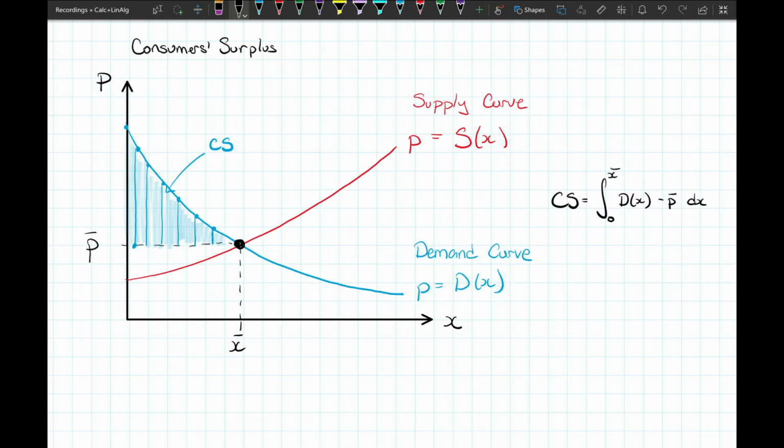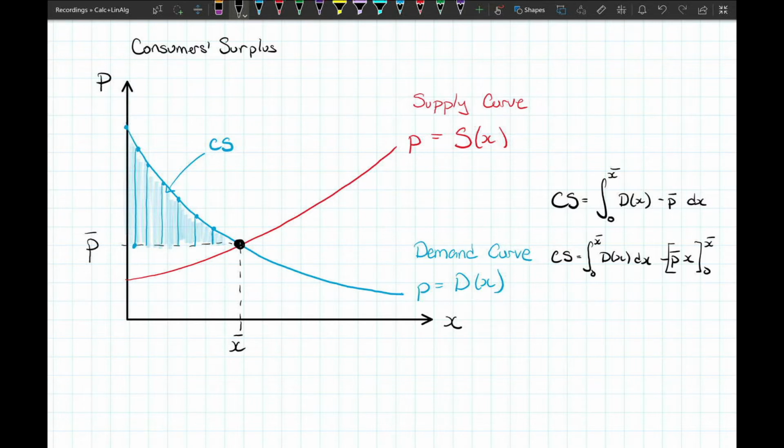Because P bar is simply a constant value, we can apply the constant function rule to that particular term, as well as the difference rule for integrating two functions that are being subtracted. The antiderivative of this minus P bar will be minus P bar x. And we need to evaluate that term from 0 to x bar.